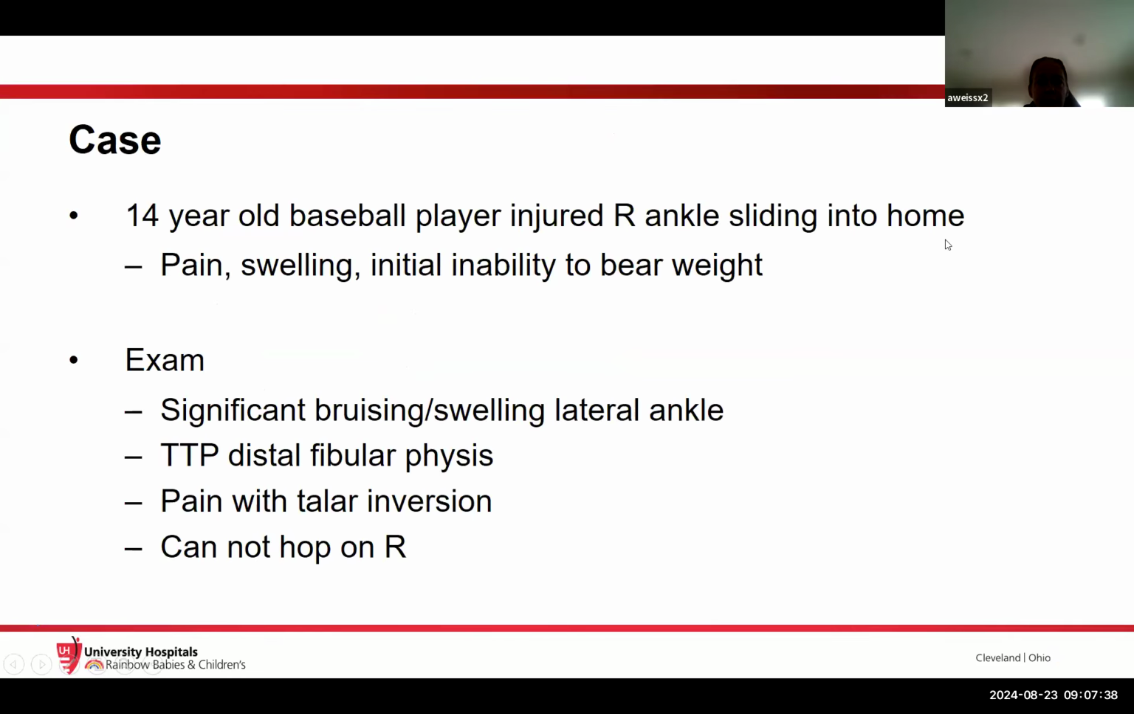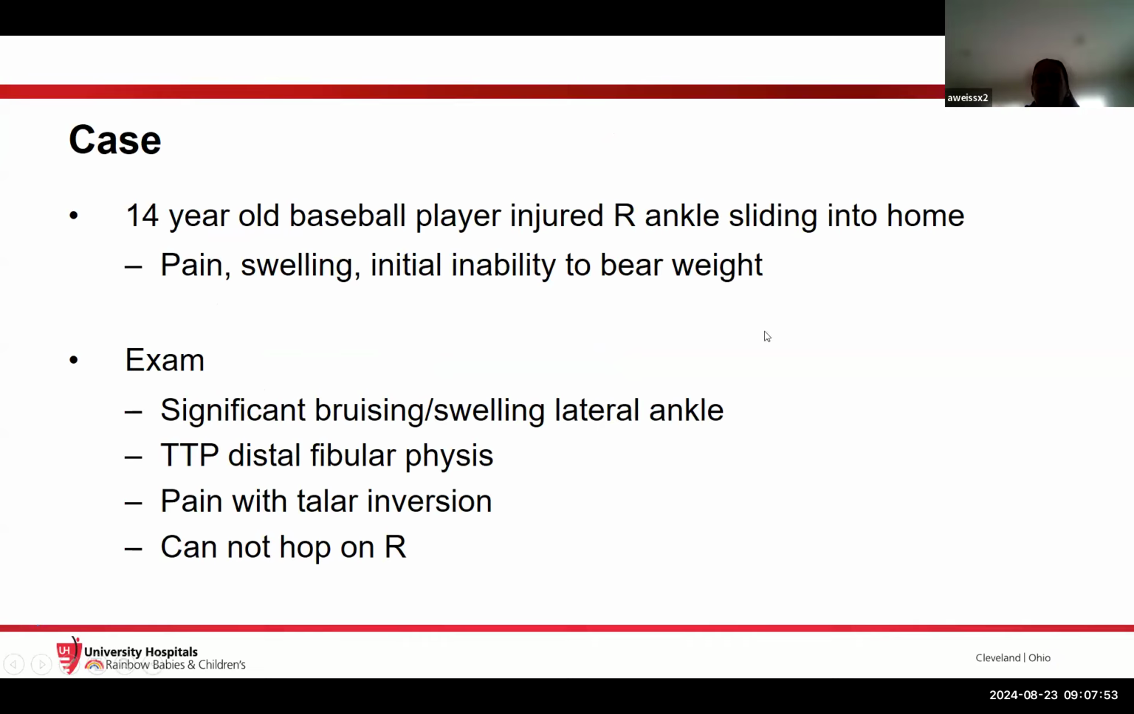So ankles, this kid was a baseball player who was sliding into home. We also see it a lot. I don't know why it's home base and third that we see it the most. Pain, initial inability to bear weight. So they meet the criteria, right?